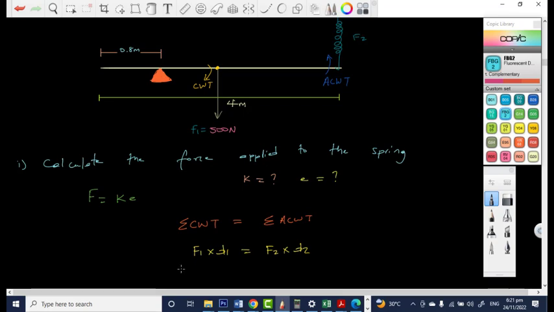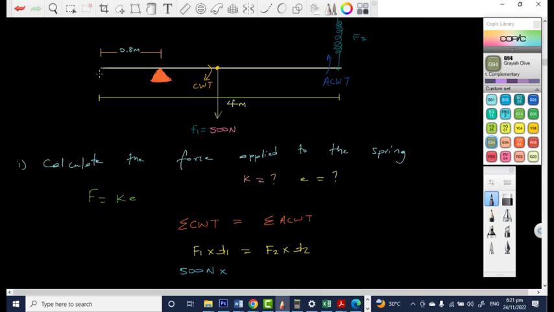F1 now is 500 newtons, as we have right here. D1 is the distance from the line of action of F1 to the pivot. Because the plank is 4 meters long and uniform, we expect the center of gravity to be located at the center. Agree?